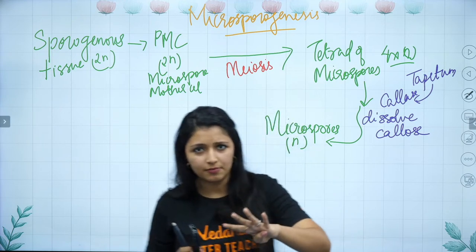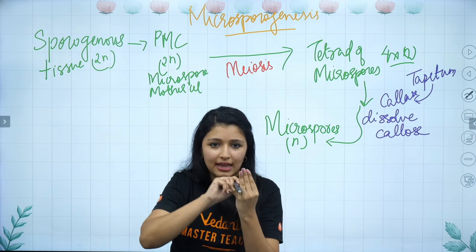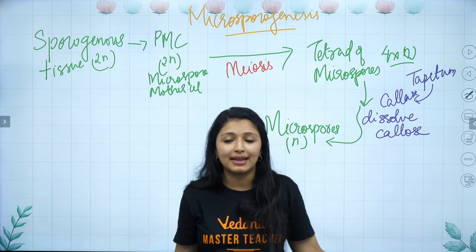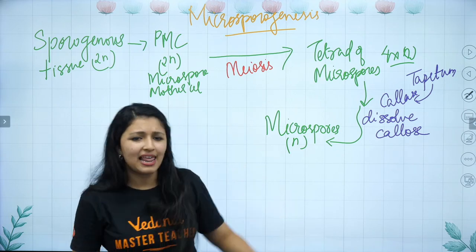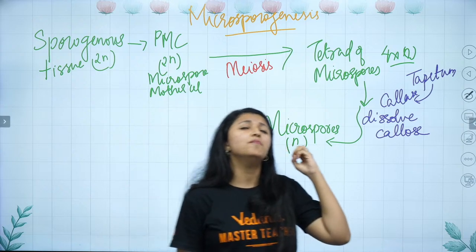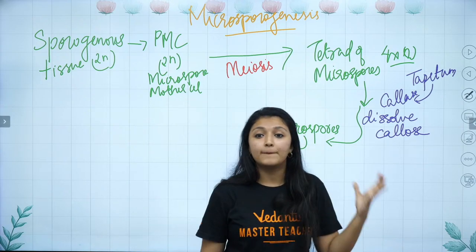They're all stuck to each other, four of them. Now I'm going to put in some callase enzyme and separate them. So now you have four separate microspores. And like that you'll have numerous. It's not just going to be four; you're going to have thousands or even millions of pollen grains inside the pollen sac.